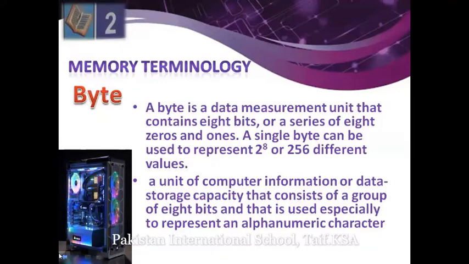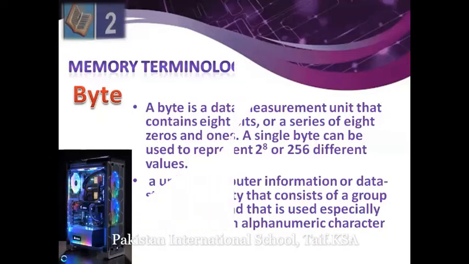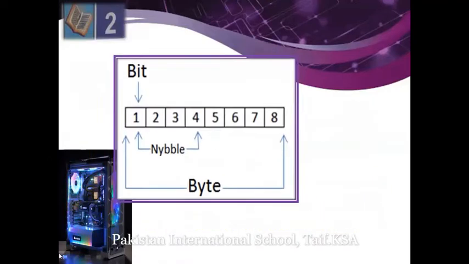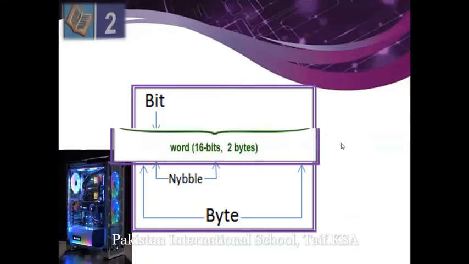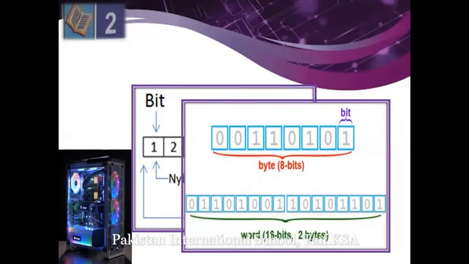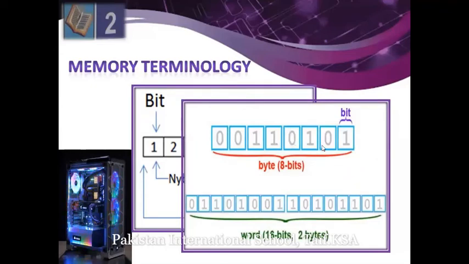The higher units are kilobytes. So every time, the byte is used to measure your memory units, and we can classify our computer memory in terms of bytes. Suppose here we have bits: 1, 2, 3, 4, 5, 6, 7, 8 bits. The combination of 8 bits is called 1 byte, and the combination of 4 bits is called 1 nibble. So here we can check the bits: 0, 0, 1, 1, 0, 1, 0, 1.